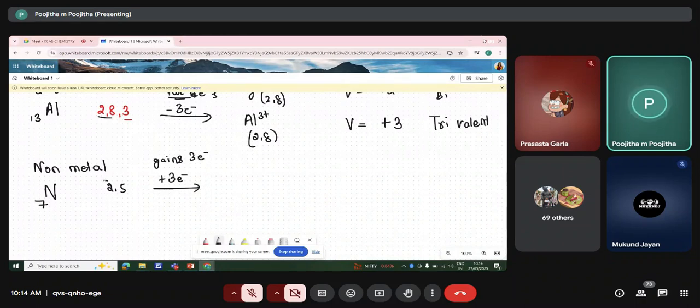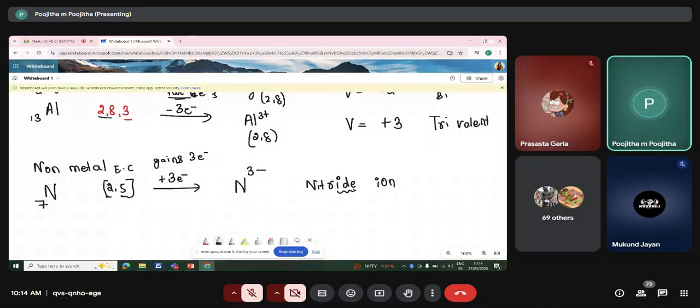So nitrogen, having an electronic configuration of 2, 5, because it has 5 electrons in its outermost shell, has a tendency to gain 3 electrons. So nitrogen will get a charge of 3 minus. Electrons are more now. So this ion is called what? This ion is called the nitride ion. A non-metallic ion name should end with IDE.